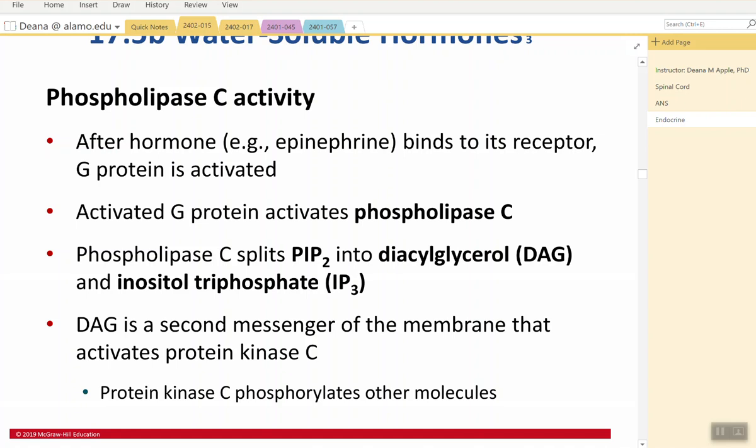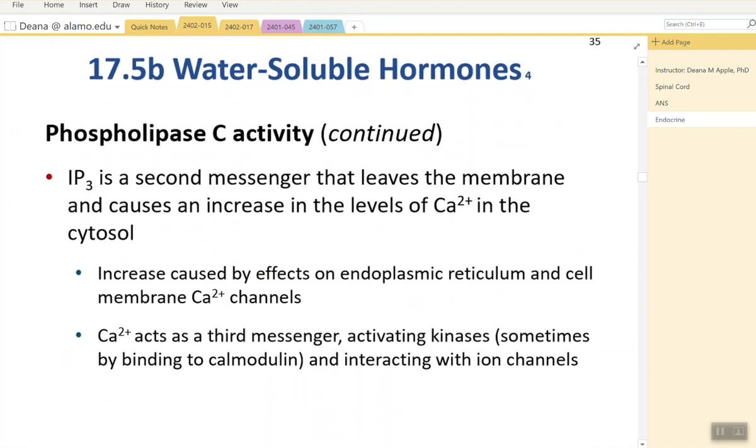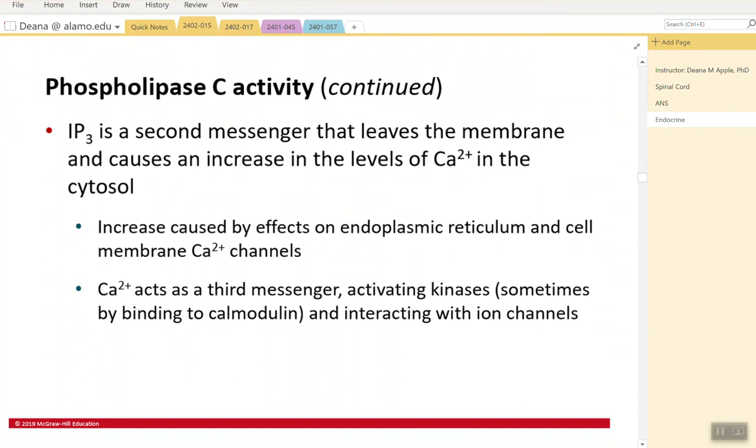These are two second messenger signaling molecules that can initiate huge changes inside of a cell. I mean, change huge kinase cascade signaling mechanisms by just activating these. So protein kinase C can be activated by diacylglycerol, DAG. It can then go on to phosphorylate other molecules downstream that can eventually change gene transcription. IP3 is a second messenger, and this is an example of where we don't change gene transcription directly. IP3 is a second messenger that causes an increase in calcium levels in the cytosol.